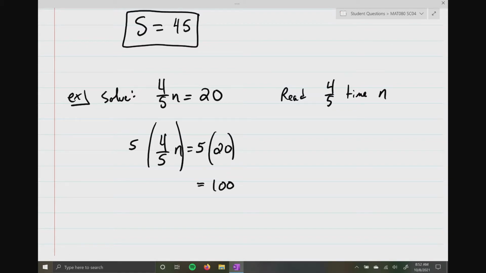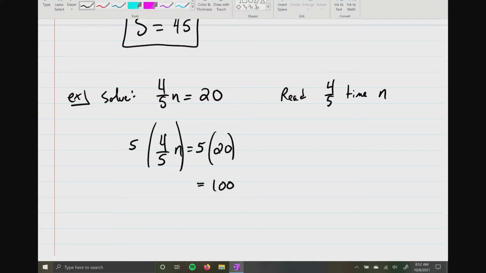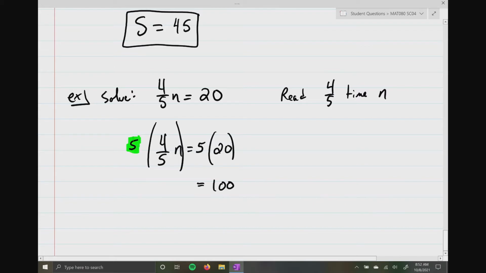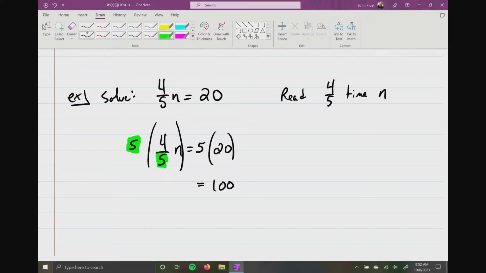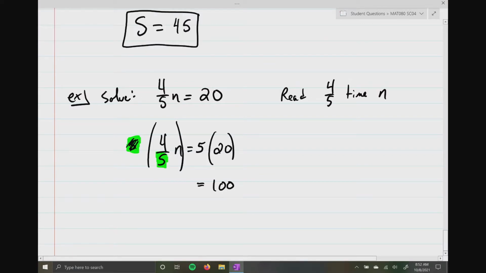Okay, and what's going to happen to the 5 that I'm multiplying by? And I'm going to highlight that for us. So what happens to this 5 that we multiplied by and this 5 in my denominator? What happens to them? They just reduce. They reduce. Perfect. So I can scratch them out. Would you agree? Yes. And now, 4n. Perfect.